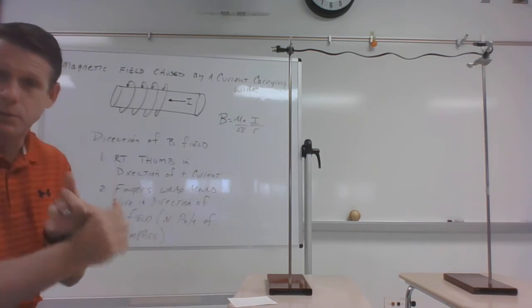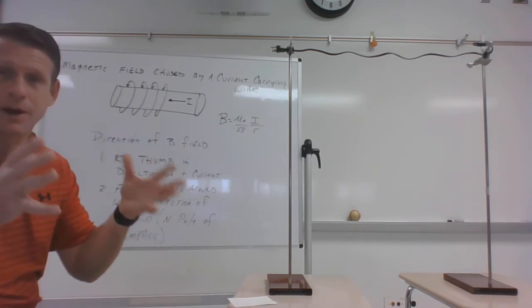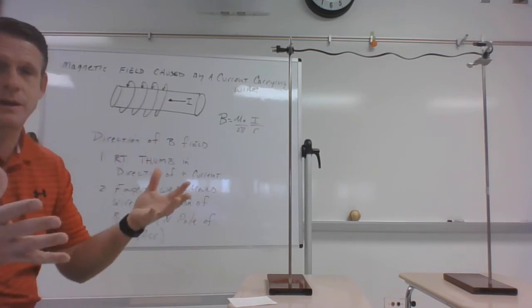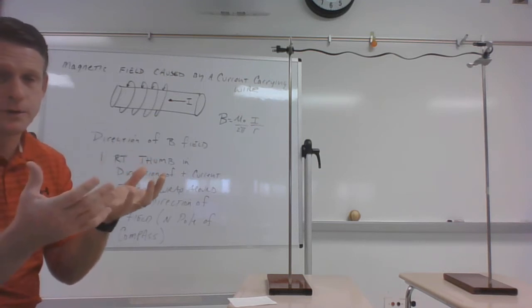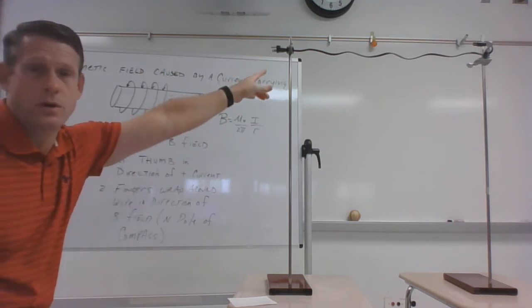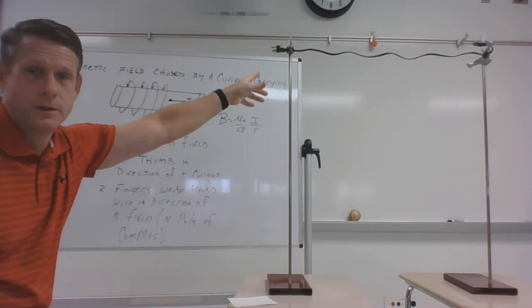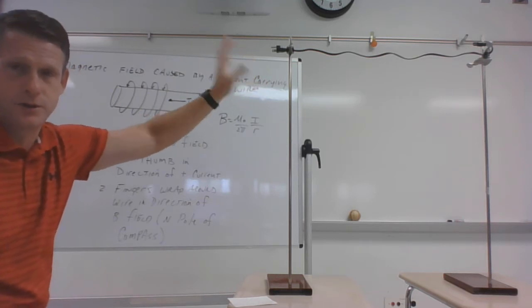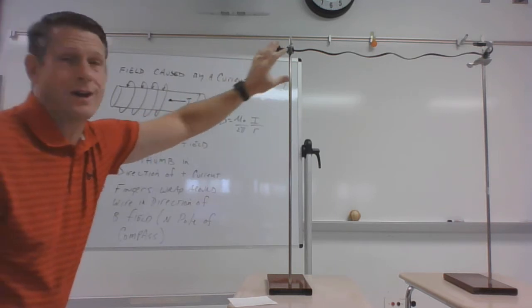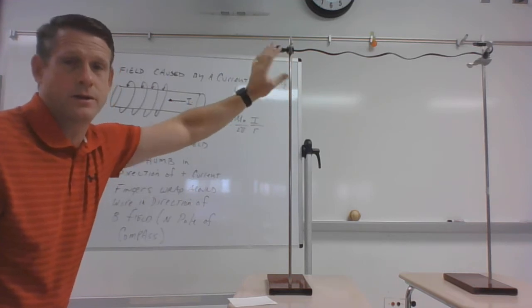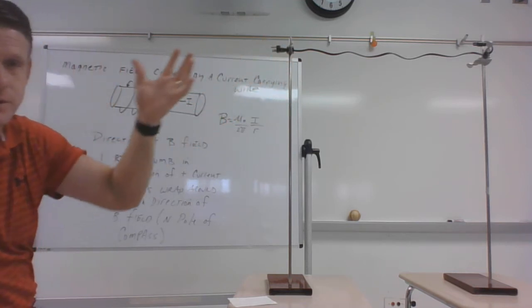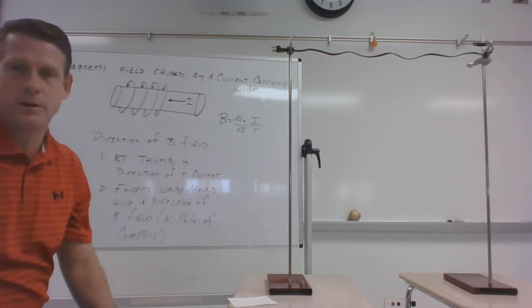Magnetic field has both size and direction. The size part is easy, right? We talked about this yesterday. Makes perfect sense. If I run more current through this wire, we're going to have a greater magnetic field associated with it. The closer I get to the wire, the greater the magnetic field. The farther I get from the wire, the smaller the magnetic field.